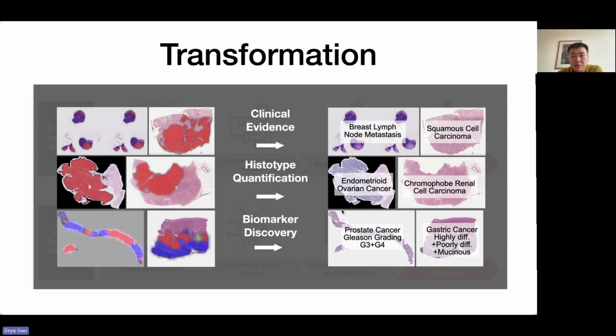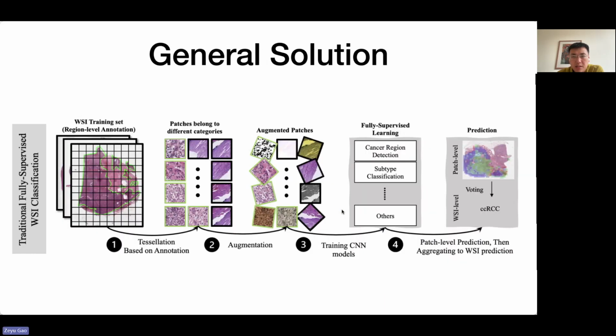And those computational tools can provide clinical evidence, do histotype quantification, and even biomarker discovery at the end. Back in 2020, this was the very general solution when people first touched computational pathology. But at that time, we didn't have foundation models or very fancy multi-instance learning models. So people did annotation at the pixel level, which takes a lot of time. Then we do the patching and assign a label to each patch, and based on the label of each patch, we train our model in a fully supervised way.